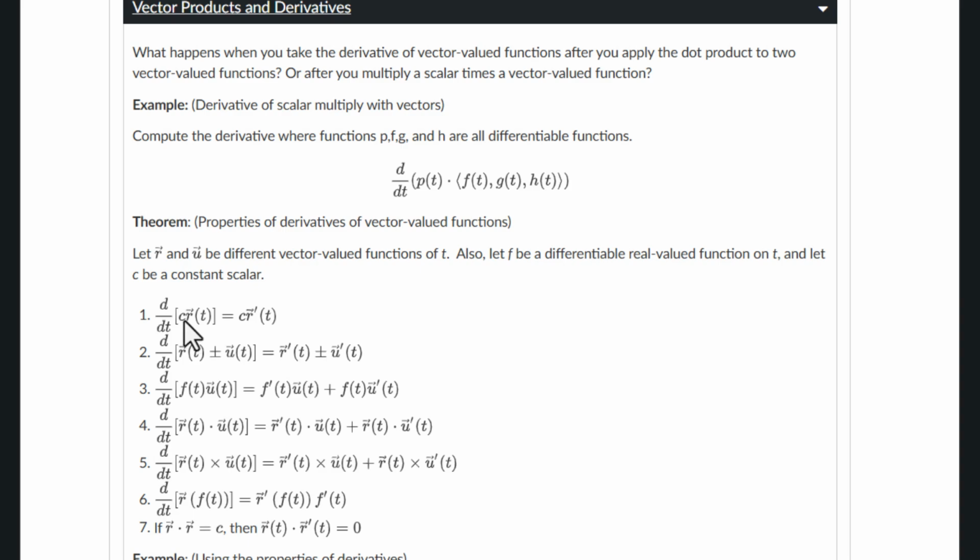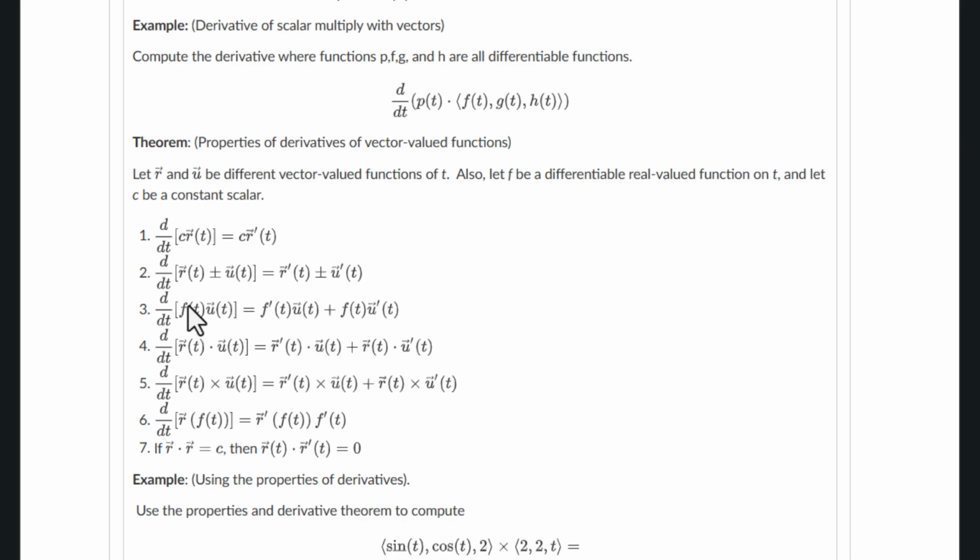When it comes to multiplying a scalar times a vector valued function, you can either multiply the scalar first, then take the derivative, or you could take the derivative and then multiply the scalar after. Basically, you could factor out the scalar like you would with the regular derivative rule. Similarly, adding or subtracting vector valued functions, you can either do that first, then take the derivative, or you could take the derivatives and then add or subtract after. Once again, that's like distributing the derivative to each of the sum components.